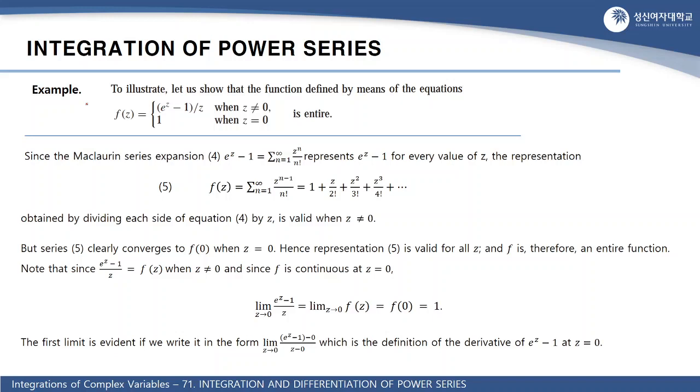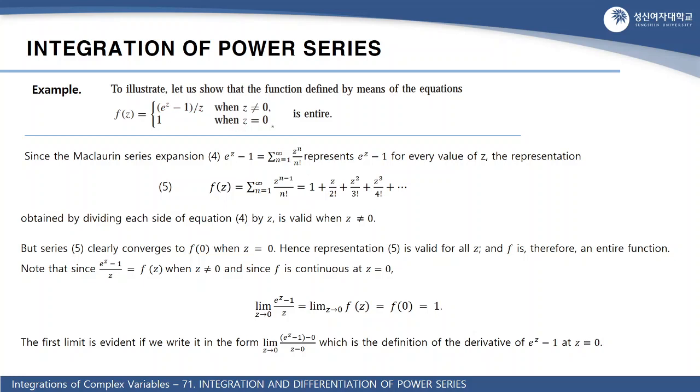This example is quite similar to the previous example because the way to define f of g is the same, by considering the case when g is not equal to 0 and when g is equal to 0. Here, f of g is defined by this. When g is not equal to 0, it is defined by e to the g negative 1 divided by g.